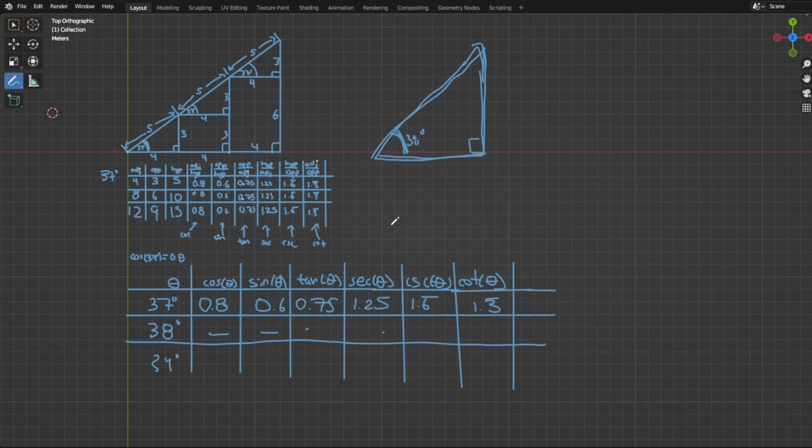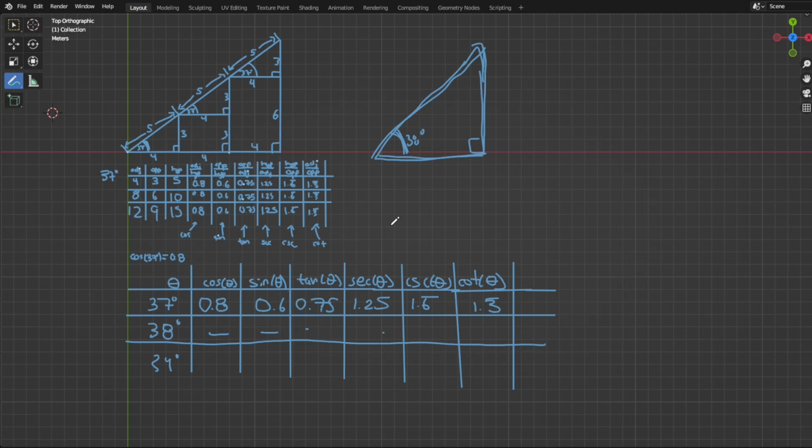So at least, this is what I imagine people did back in the day. I can't say for certain, but this is how I think people would come up with tables of cosines and sines and all these cosecants and all this stuff.